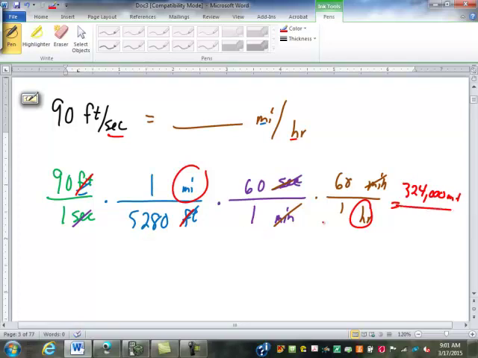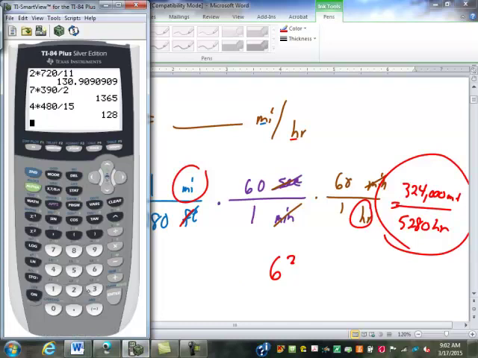1 times 5280 times 1 times 1 hour is 5,280 hours. So we have 324,000 divided by 5,280. What do we get? Let me try this again. 3, 2, 4, 0, 0, 0, divided by 5, 2, 8, 0. Oh, there we go. 61.36. I moved the decimal point over to make up for it. It is 61.36.